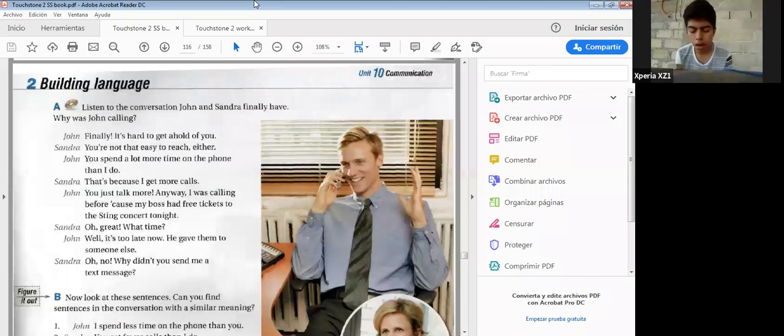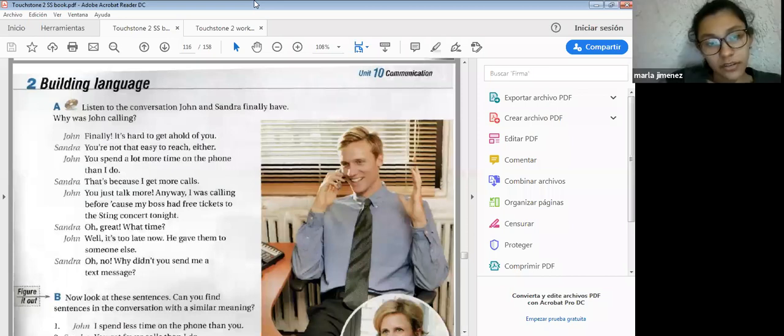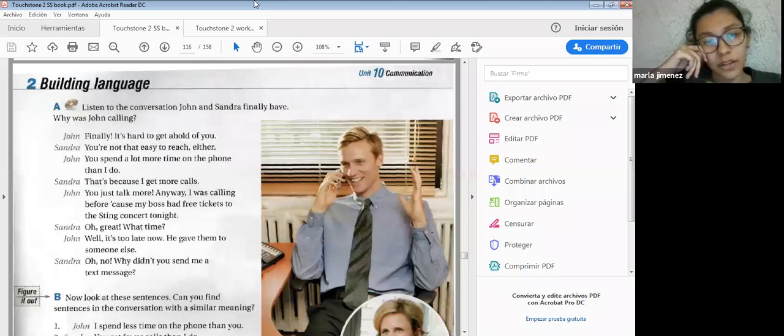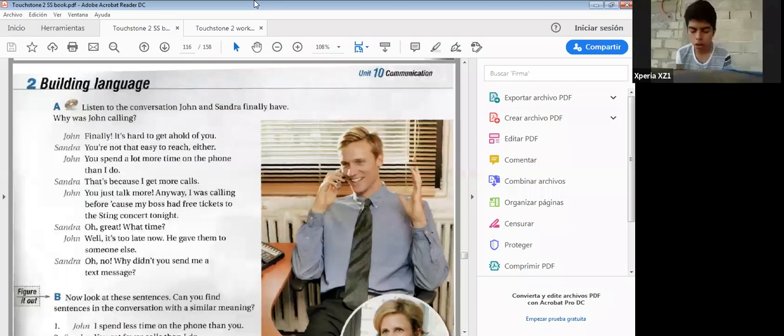Finally, it's hard to get hold of you. Sure, not that easy to reach either. You spend a lot more time on the phone than I do. That's because I get more calls. You just talk more anyway. I was calling before. Cause me boss had free tickets to the Sting concert tonight.